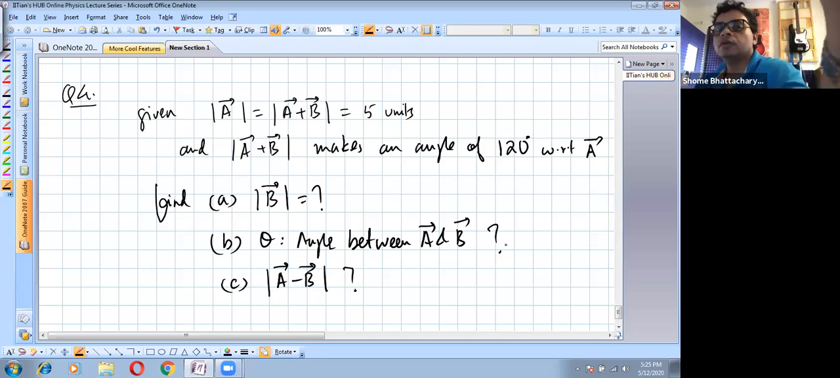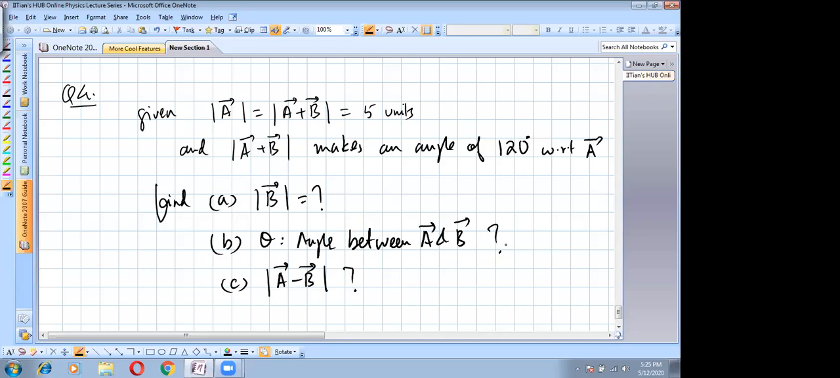Okay. So again, a hint: you can try this question by both methods, by geometry or by the component method. It's equally easy with both methods, and we'll get the answer from that. But the answer is not 5 for part A. The hint to you is that the magnitude of B will be more than 5.